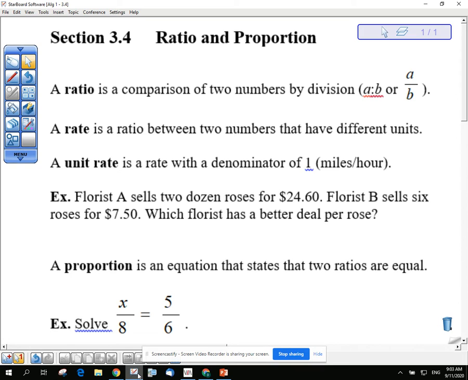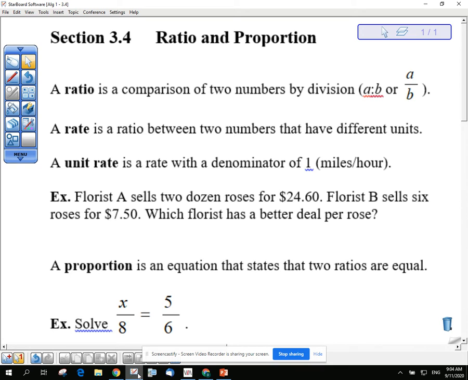Anyway, so a ratio, a definition here. A ratio is a comparison of two numbers by division. You've probably seen both of these representations before: the colon notation, A colon B, or the fraction notation, A over B. Of course, this is a math class. We're going to tend towards the fraction, not the colon. So get used to the fraction. It's going to be more useful.